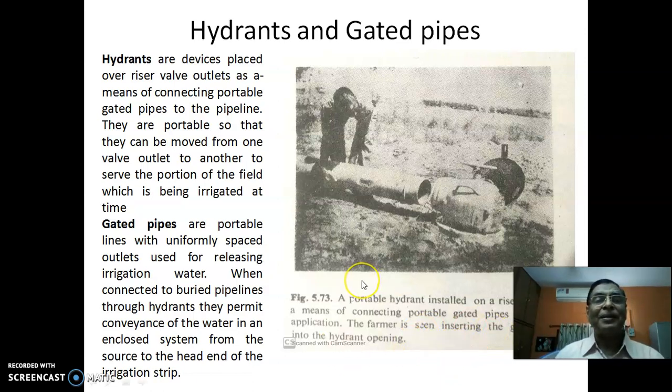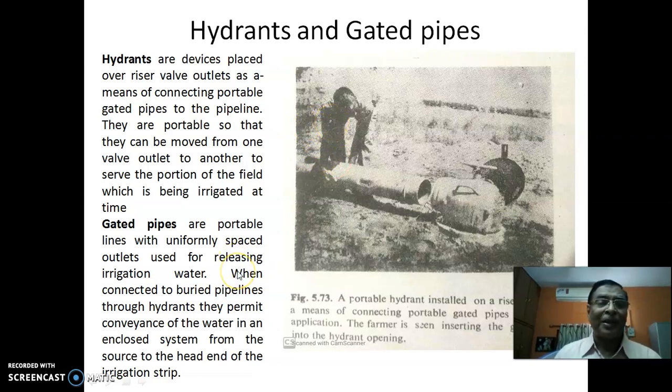So what are these hydrants and gated pipes? They are simply devices to draw the water from the riser, but the water which is drawn is not to irrigate the field at that place. They are devices to take that water to some place at a distance. So the first one is the hydrant. What you see in the figure is fixed on the riser, and to this hydrant a gated pipe is fixed. So this pipe runs to where you want the water to be taken.